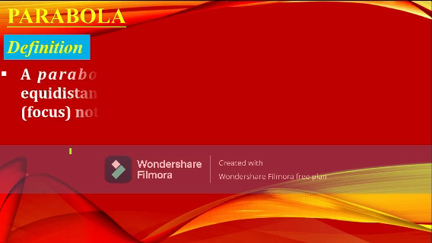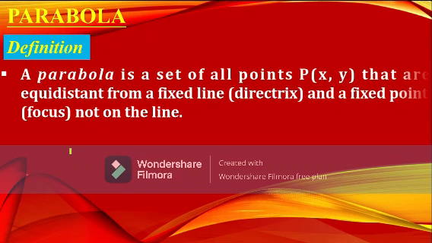In today's video, we will have the next lesson under our subject pre-calculus entitled parabola. So this is still part 1. So let's start with the definition of parabola. A parabola is a set of all points x and y, or ordered pairs (x, y), that are equidistant from a fixed line called directrix and a fixed point called focus not on the line.